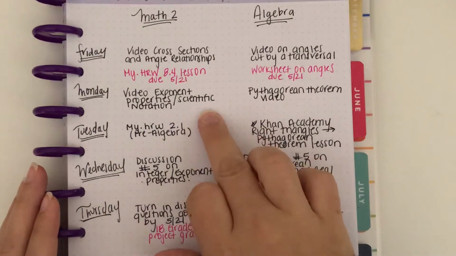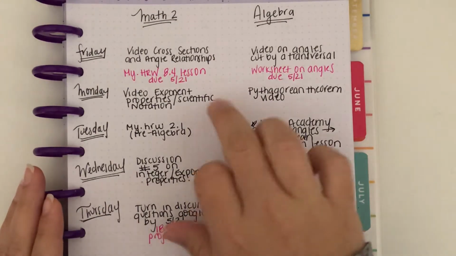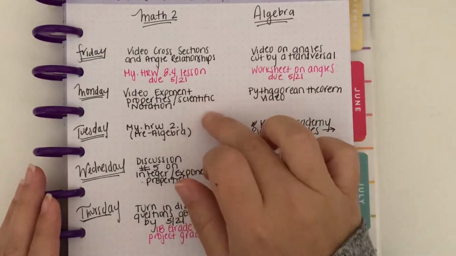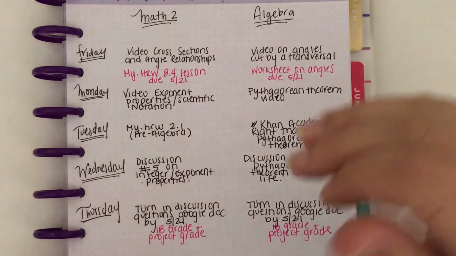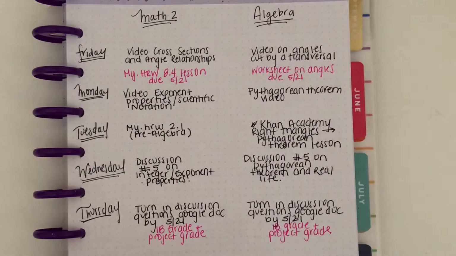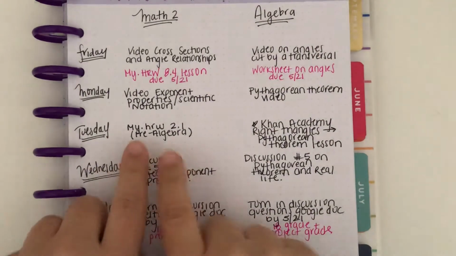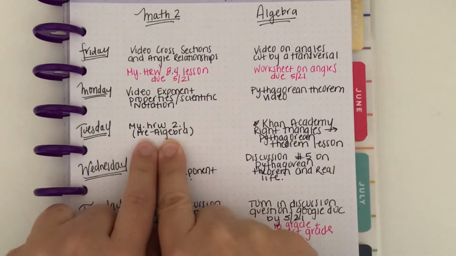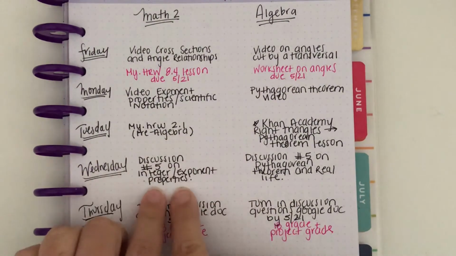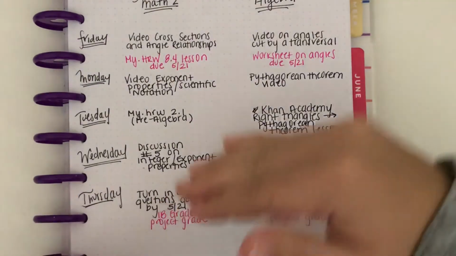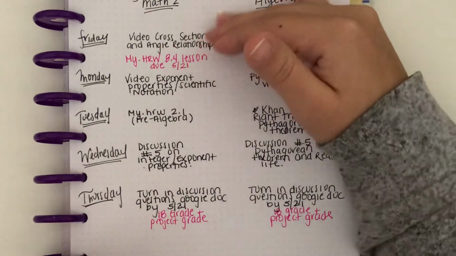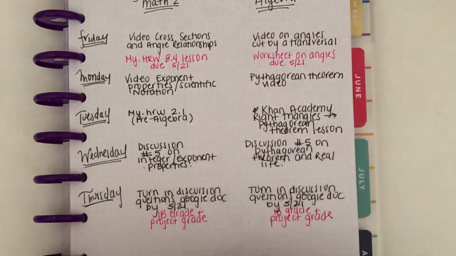On Monday, there's going to be a YouTube video explaining, again, your exponent properties and scientific notation. So this is where we're going to go from the Math 2 part to reviewing back to the pre-algebra part. You have an optional HRW 2.1. This is based off of your pre-algebra book. You have discussion number 5 on Wednesday. That's going to be over integer and exponent properties. So based off of everything that was in the video from Monday, that's what you're going to have.